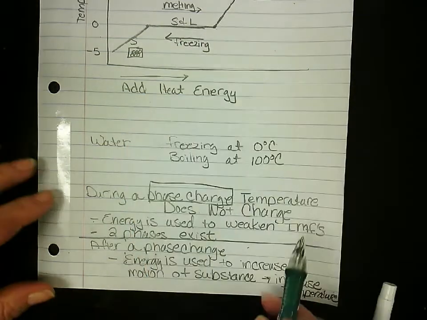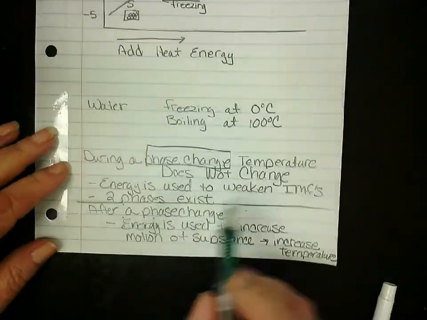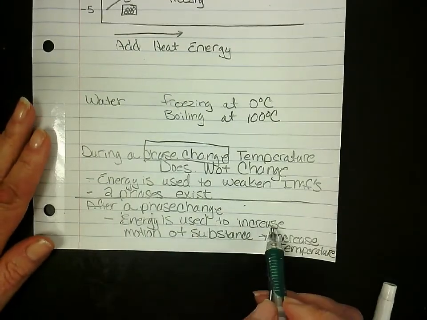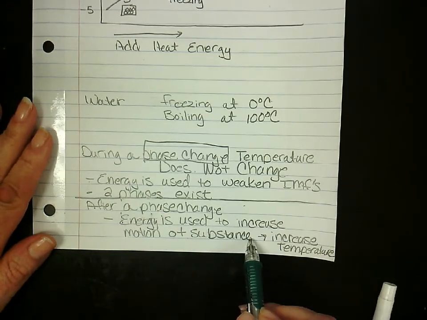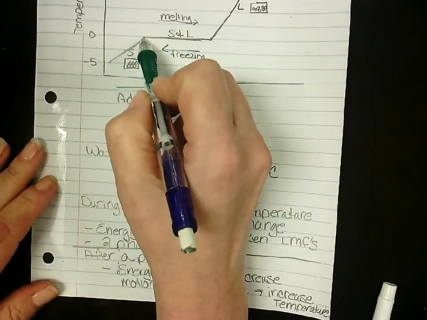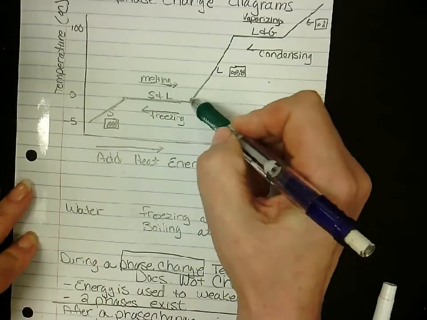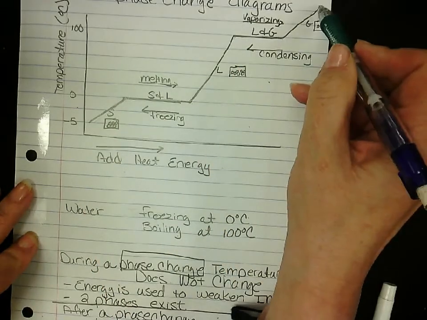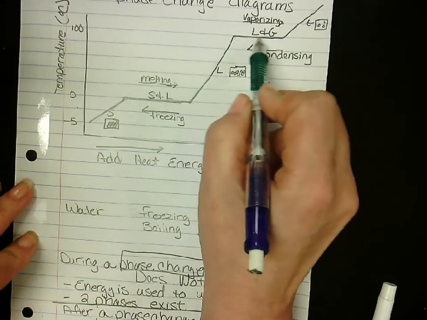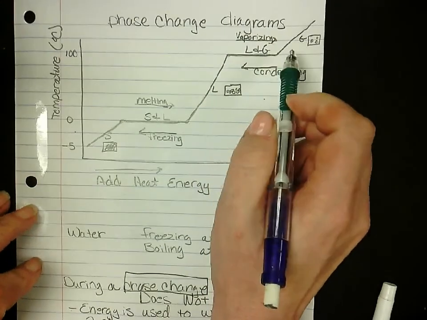I have two phases. After a phase change, or when there is no phase change, energy is used to increase the motion of the substance. You can see this by an increase in temperature right here, increasing temperature, increasing temperature, increasing temperature. No temperature change, that's a phase change. No temperature change, that's a phase change.